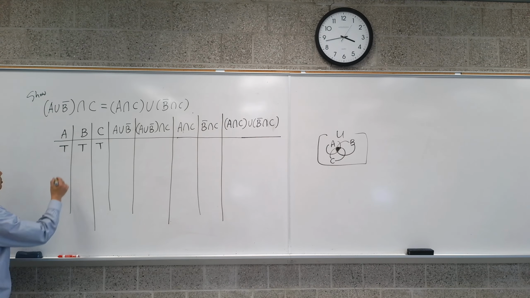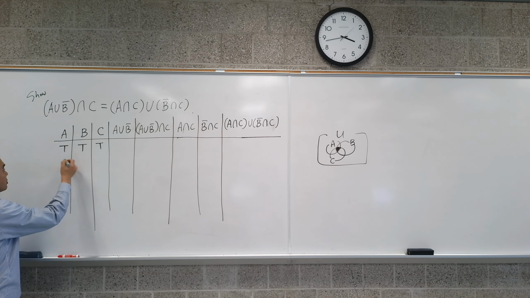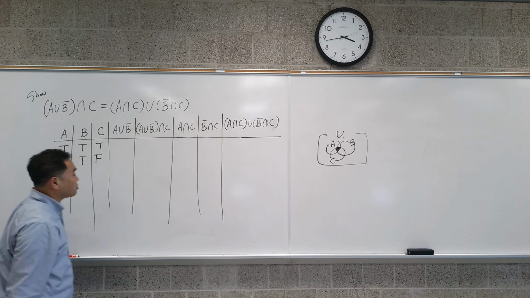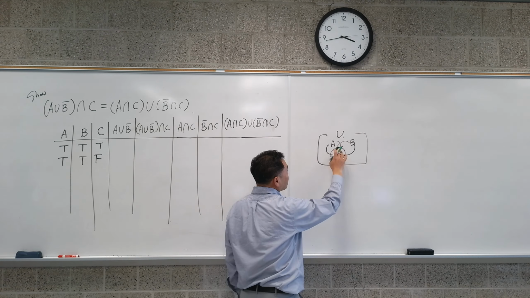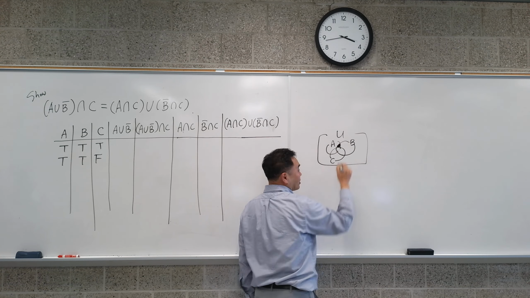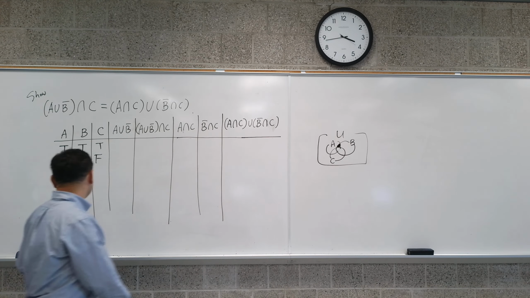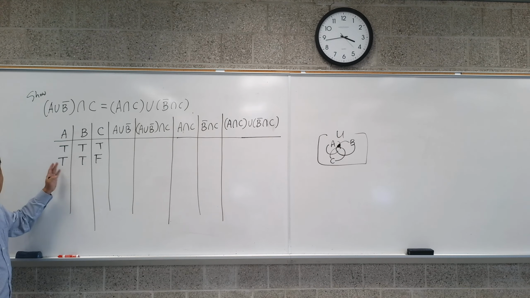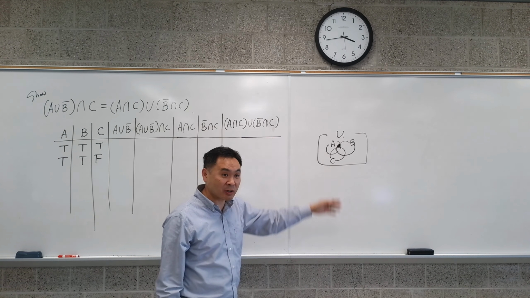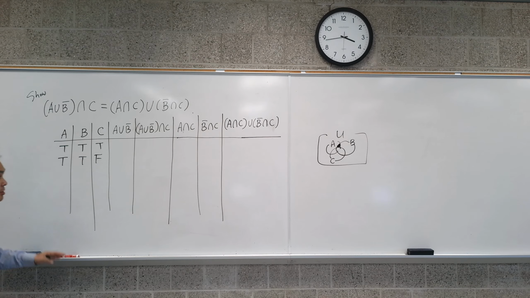Now you could also have T, T, F, and that's the case where it belongs to A and B, but does not belong to C. So that's this case. By just choosing some sequence of Ts and Fs, you can talk about every region in that Venn diagram. That's why this type of argument works, because it figures out all the possibilities of an element.